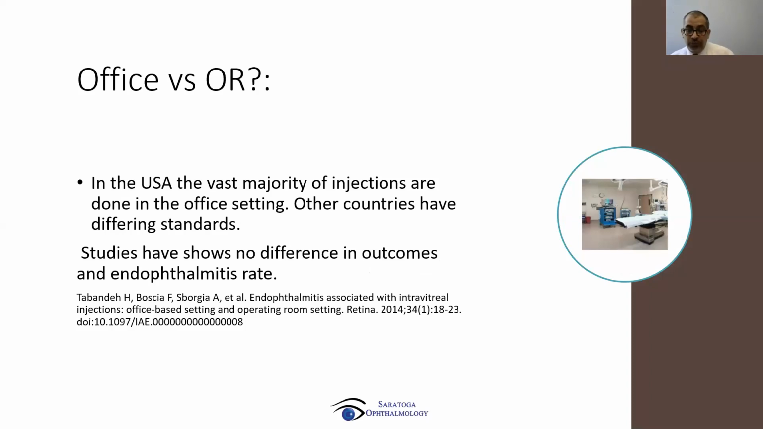Office versus operating room. In the USA, we mainly use the office. I know in the Middle East that they often will use the operating room. Maybe Dr. Muhammad Al-Wahab, what are you guys doing these days? Minor OT, Amjad. We are doing it in a minor OT, not in a major OT. That's what I thought. We usually do it in our lanes, and we've had really good outcomes with it. There have been a couple of literature publications that have shown there's really no difference in endophthalmitis from the OR versus the office, and basically use what you're comfortable with.